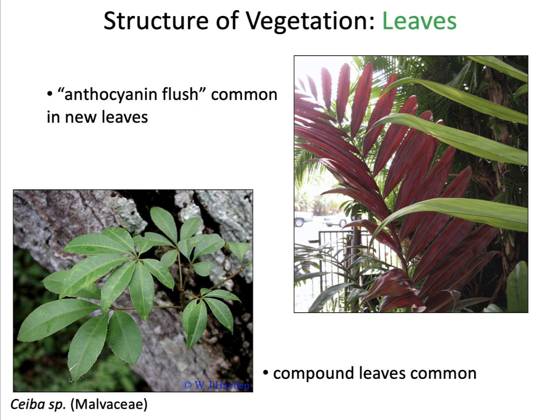Also, in tropical forests, the leaves are often compound. So we see not simple but compound leaves subdivided into leaflets. Here we can see a species from the genus Ceiba from the Malvaceae family.